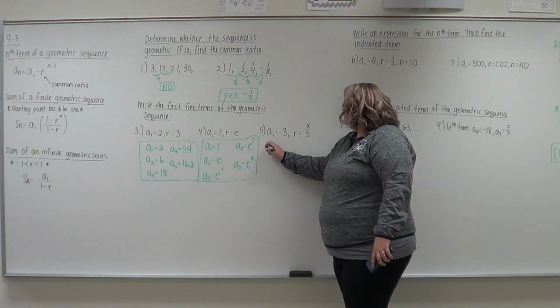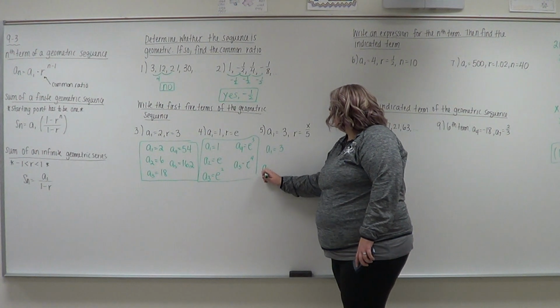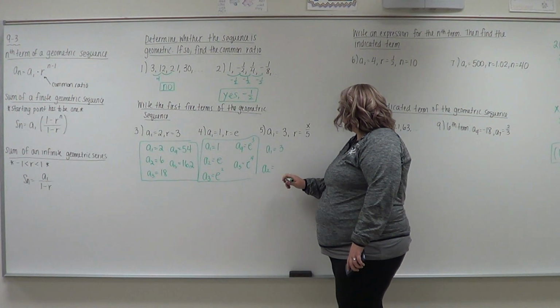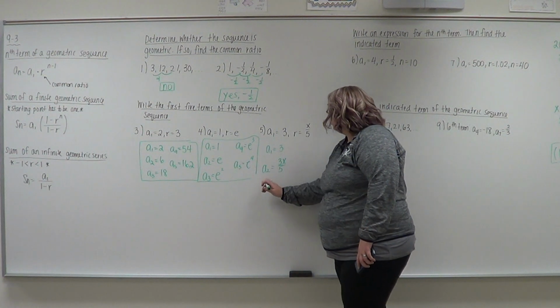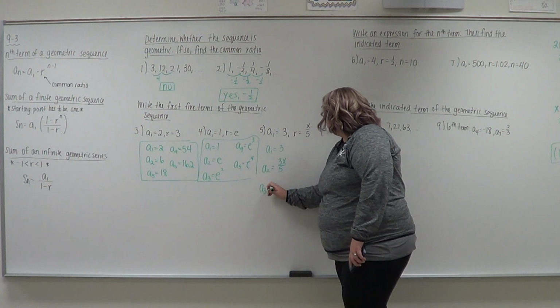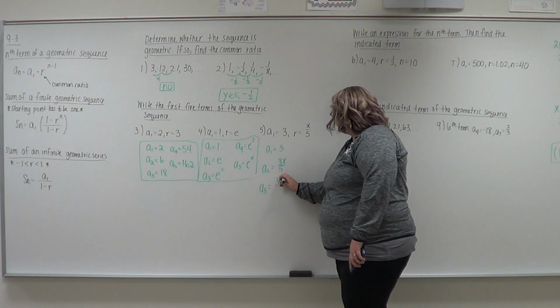Okay, then number 5. My first term is 3. For the second term, we're going to take 3 times x over 5. So that'd be 3x over 5. Then I want to take 3x over 5 times x over 5. So that'd be 3x squared over 25.